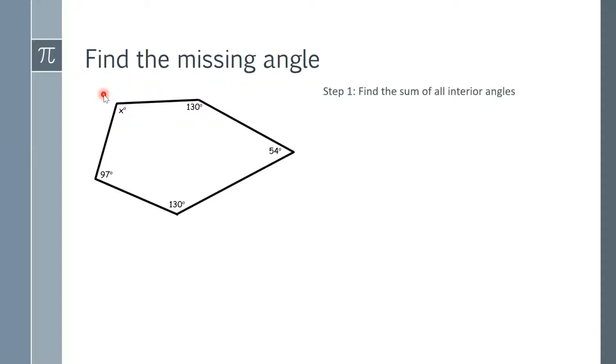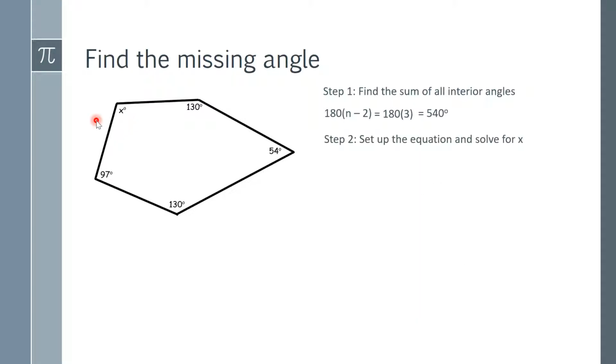First thing, find the sum of all interior angles. We're going to apply the Polygon Angle Sum Theorem, 180 times n minus 2. We've got 1, 2, 3, 4, 5 sides here, so this is a pentagon. 5 minus 2 is 3, so 180 times 3 is 540. The sum of all 5 angles here would be 540 degrees.